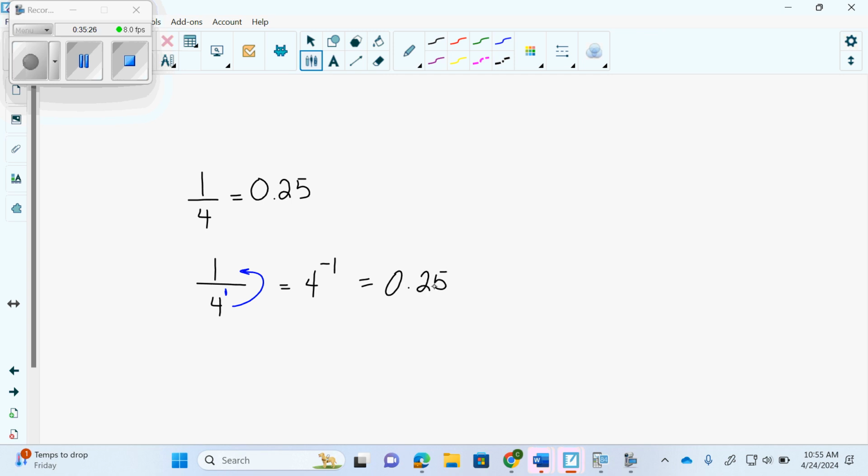Okay? So if you want to take anything from the denominator and move it to the numerator, it just changes symbol. So if it's negative, it'll become positive. If it's positive, it'll become negative. If you want to move something from the numerator to the denominator, same thing. If it's positive, it'll become negative. If it's negative, it'll become positive. Just change the sign. All right.